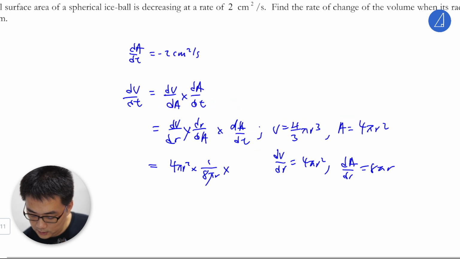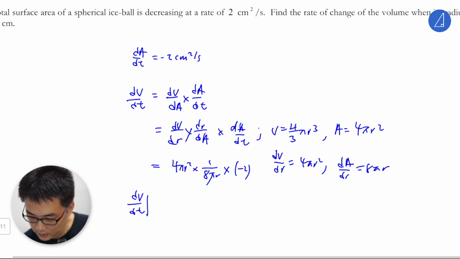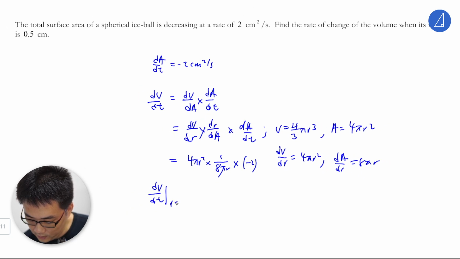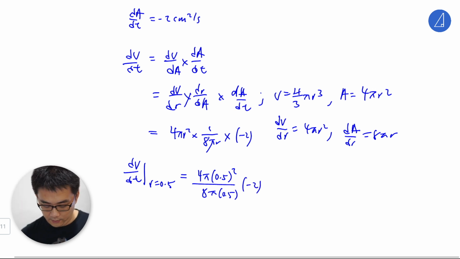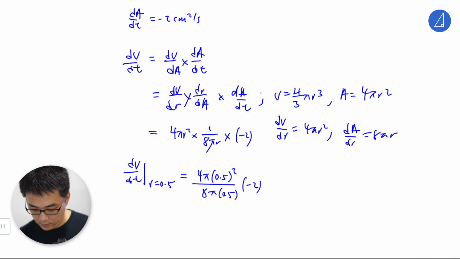dA/dt is actually minus 2. dV/dt, when the radius is 0.5, is this. There you go. So you get 4 times 0.5 squared, that's minus 2, negative half.